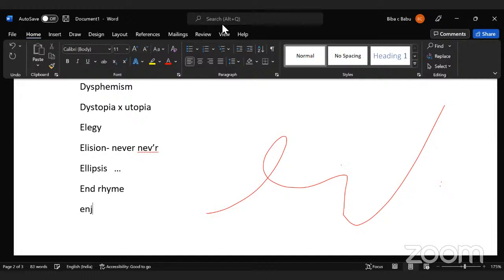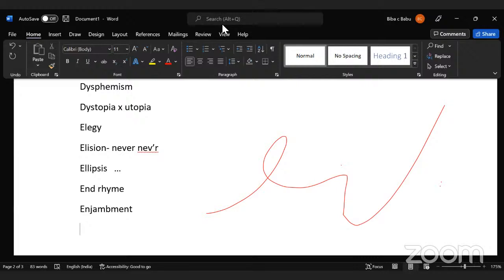Next is enjambment. Enjambment is a stylistic device mainly used in poetry, where the thought runs from one line to the next without a punctuation mark. When there are 2-3 lines without any punctuation mark at the end, that means the line is continuing. The first line is continuing to the next. That is called enjambment. The continuation of the thought runs from one line to another without any punctuation mark.